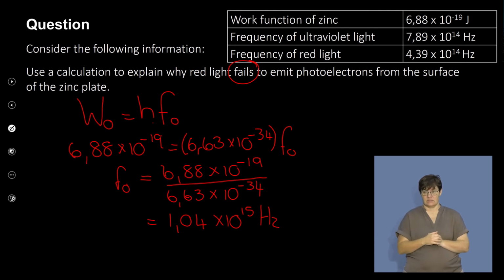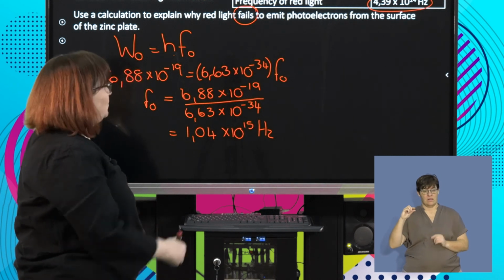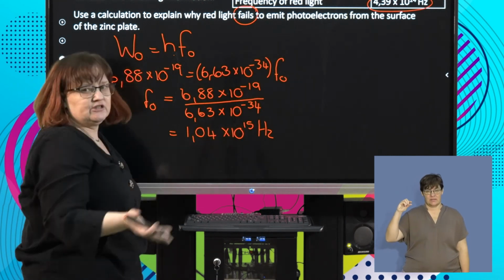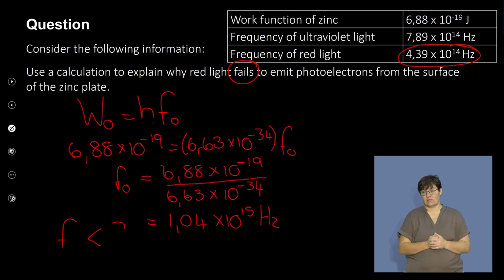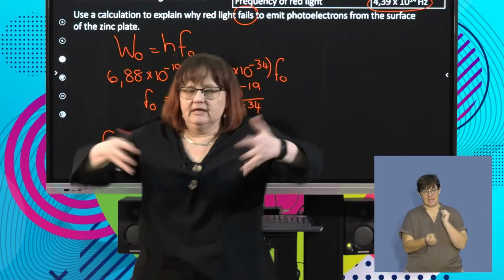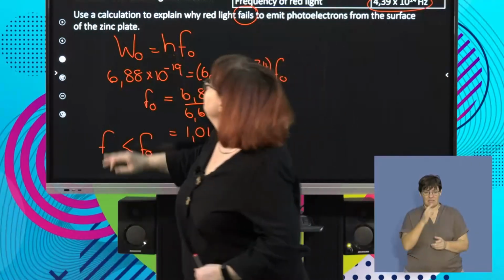Now look, red light has a frequency of 4,39 times 10 to the 14. It's way too small, okay? The frequency is too small. So the frequency of red light is smaller than the threshold frequency. If it's smaller than the threshold frequency, it won't get ejected. It's as simple as that, okay?